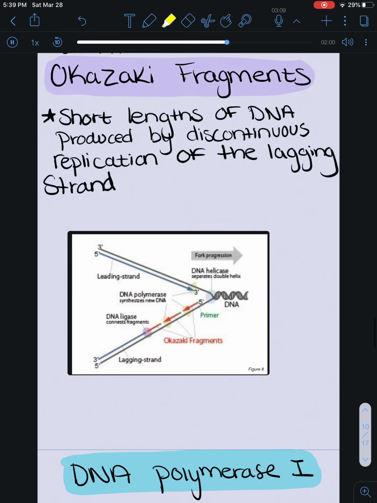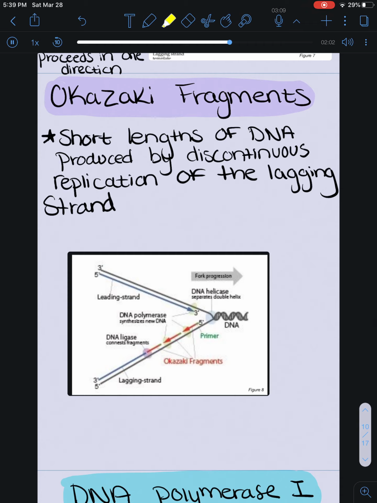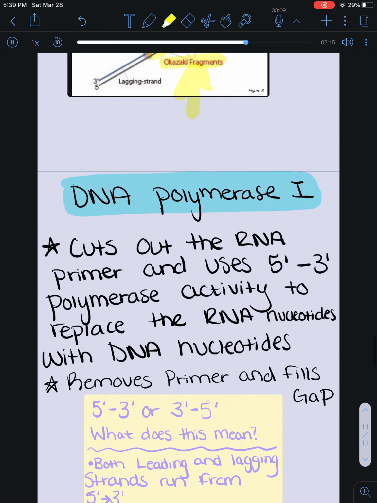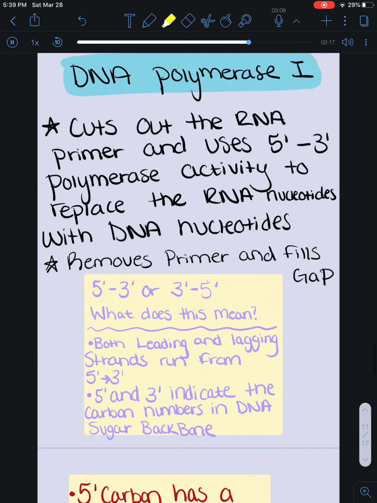So after looking at leading and lagging strands, we can talk about Okazaki fragments. These are short lengths of DNA produced by discontinuous replication of the lagging strand. So Okazaki fragments are only on the lagging strand, and you can see that written in red in the picture. And then DNA polymerase I comes in, and it cuts out the RNA primer, and it pretty much removes the primer and fills the gap.